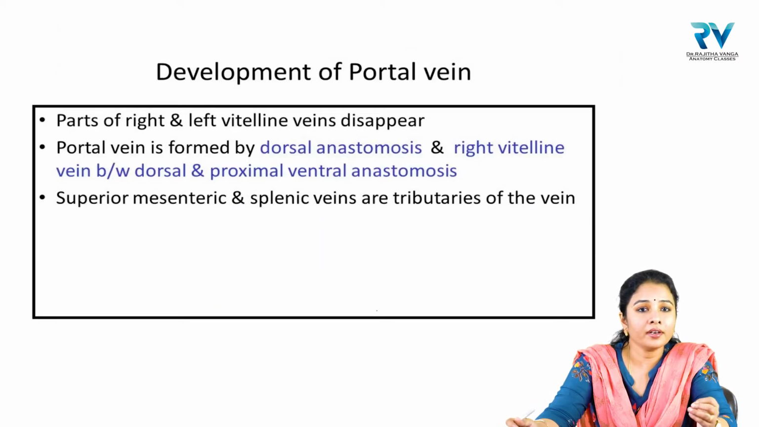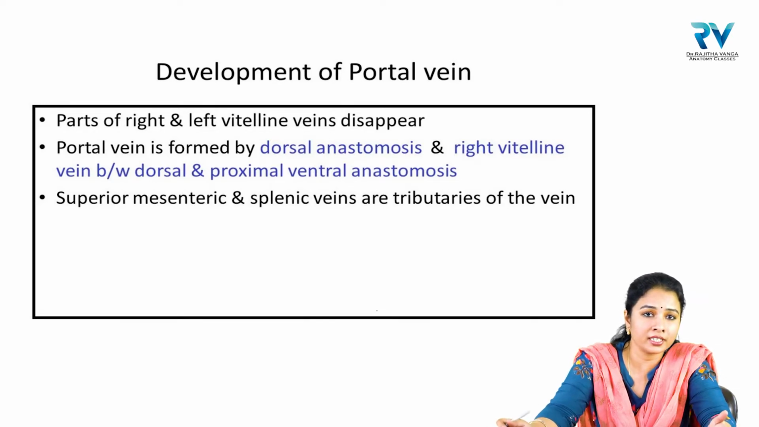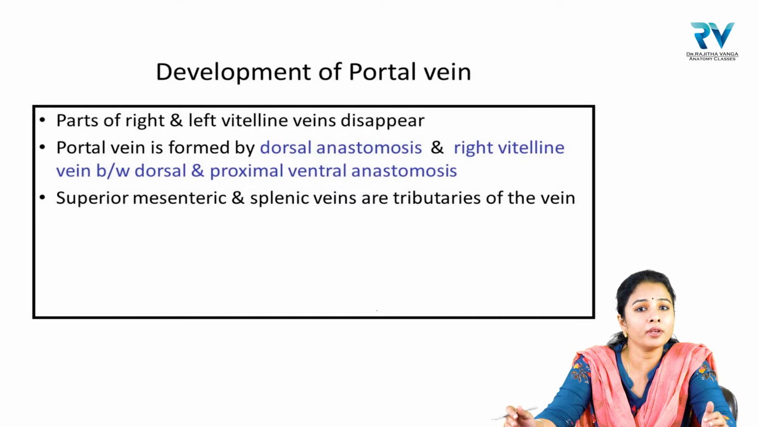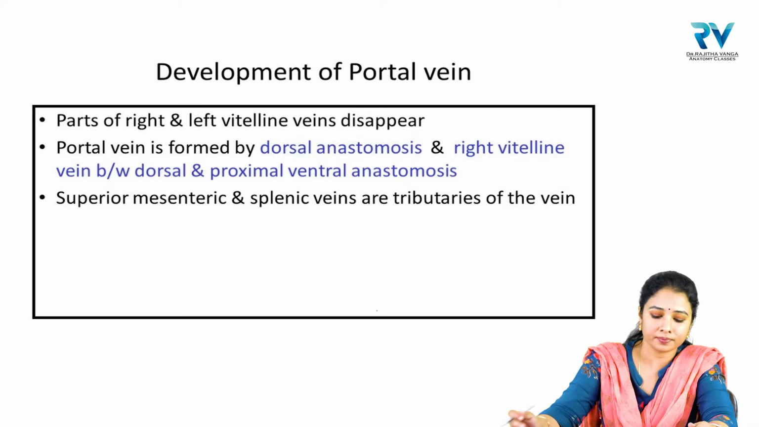Development of portal vein, we see the final formation of portal vein. The parts of right and left vitelline veins, we saw they disappear, and the portal vein is formed from the dorsal anastomosis, which is in the middle, and the right vitelline vein, to be specific, the proximal part of the right vitelline vein, which is between the dorsal and the proximal ventral anastomosis. And superior mesenteric and splenic veins we can see as the tributaries of portal vein.